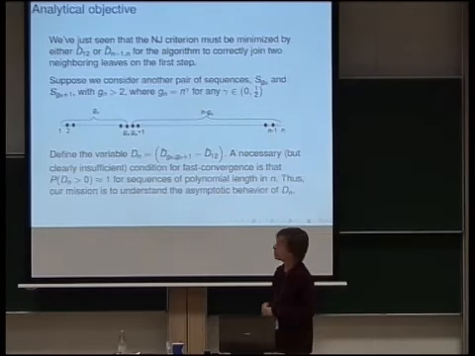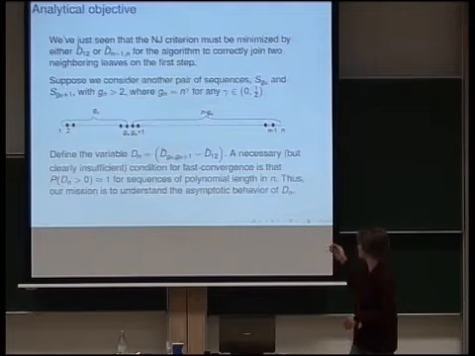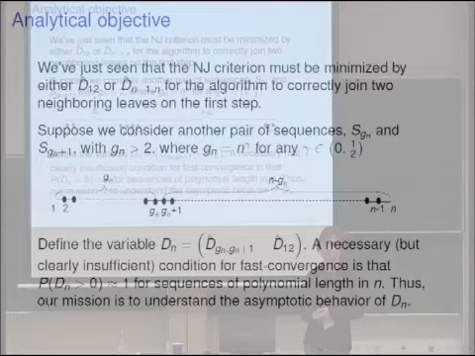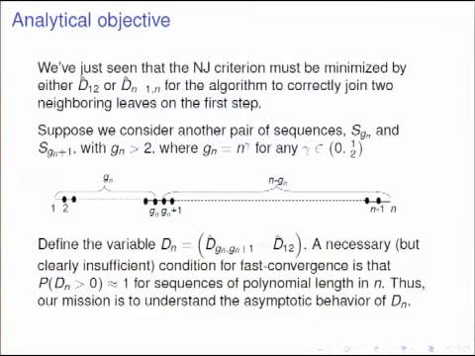So what we're looking for then is the behavior of this variable to see whether or not the probability that this thing is positive is in fact converging to 1, or is it doing something different.